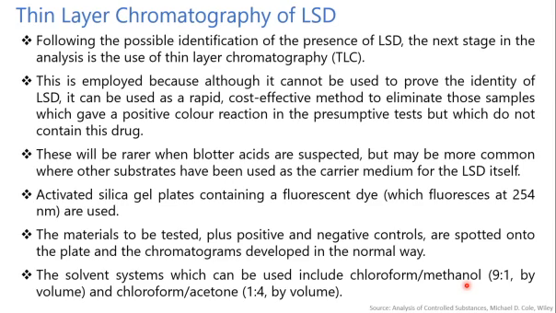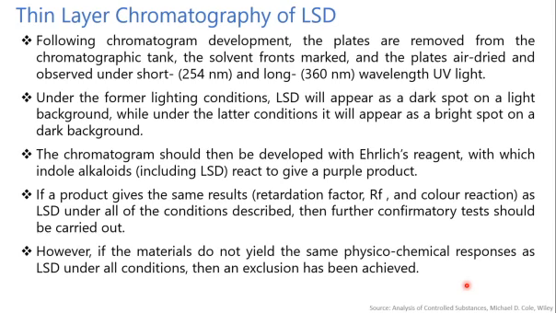Activated silica gel plates containing the fluorescent dye, which fluoresces at 254 nanometer, are generally used. The materials to be tested plus positive and negative controls are spotted onto the plate, and chromatograms are developed in the regular way. Solvent systems which can be used include chloroform:methanol 9:1 by volume and chloroform:acetone 1:4 by volume. Following the chromatogram development, the plates are removed from the chromatographic tank and the solvent fronts marked.